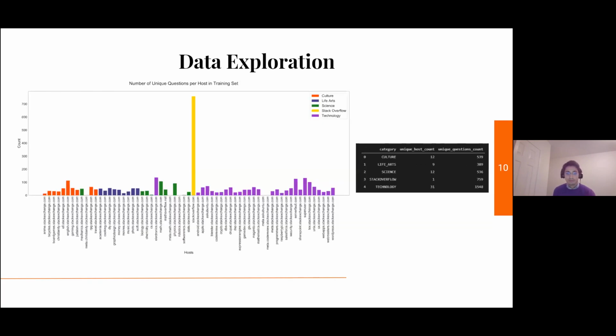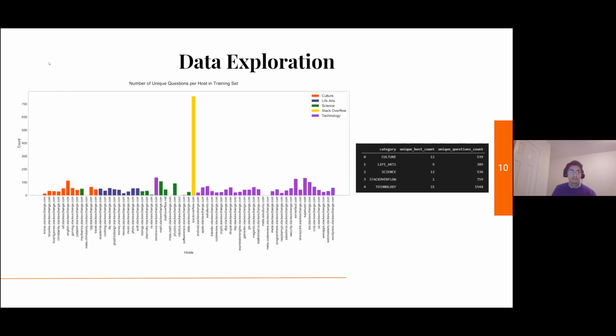When I was trying to do further visualization, I decided to break it down by finding the number of unique questions per category. You see that the total number of sites for culture is 12, and the number of unique questions for that is 539. For life arts, it's 9. For science, it's 12. Stack Overflow, there's only 1 site. And for technology, they had 31. If you add up all of these, you get 63 sites, and in total, you get 3,771 unique questions in the data set.